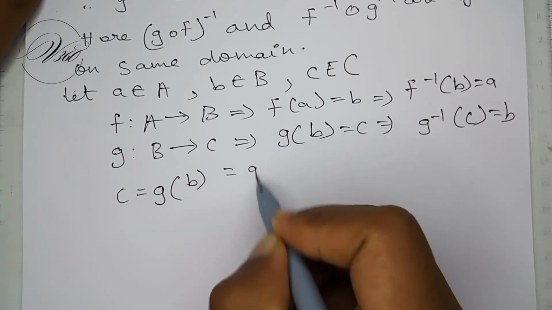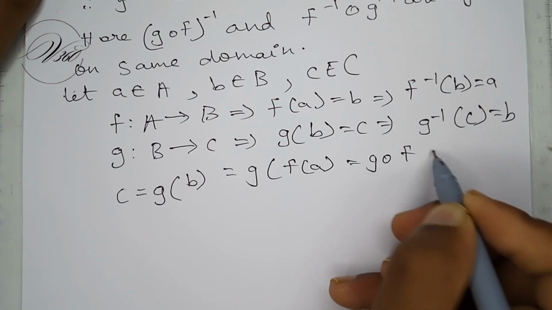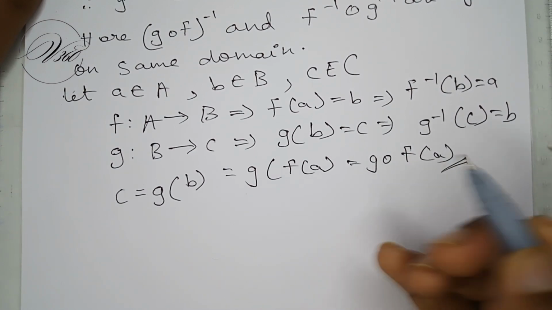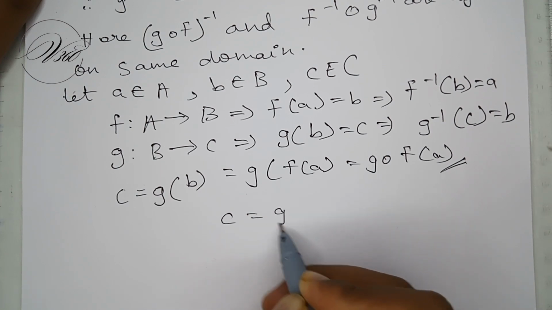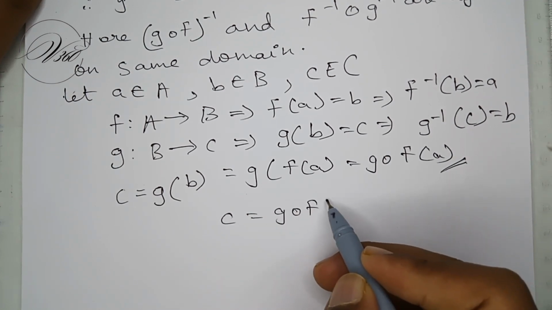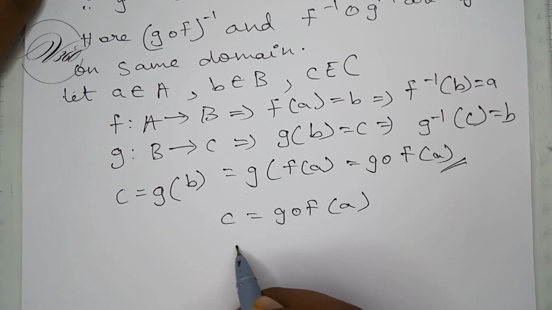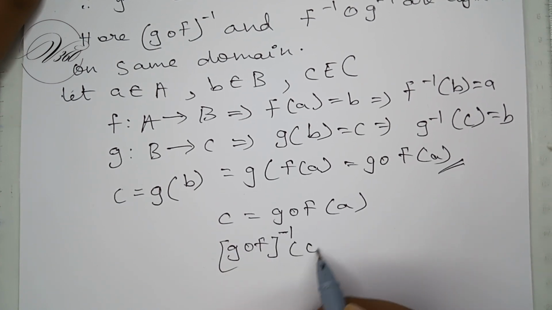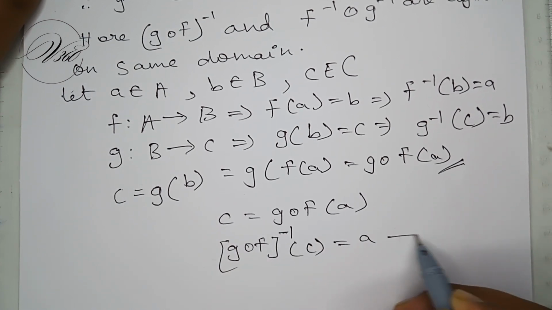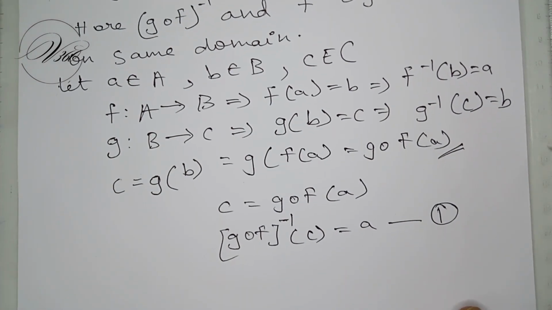of B is equals to G of F of A, which is equals to G O F of A. Okay. Now C is equals to G O F of A, no? Now we can write it as GOF inverse of C is equals to A. This is the first equation.